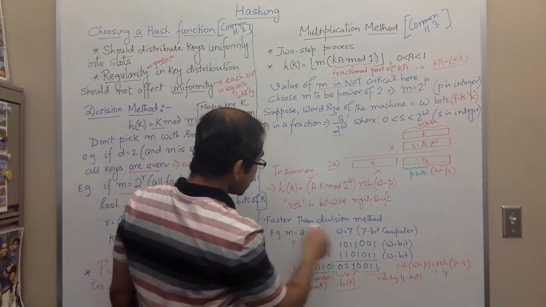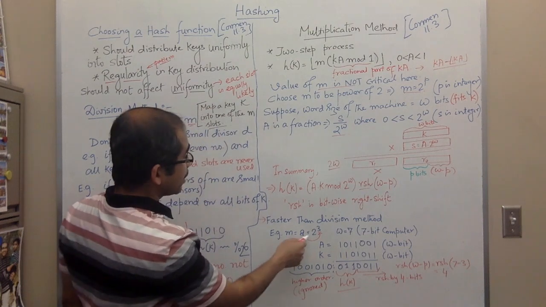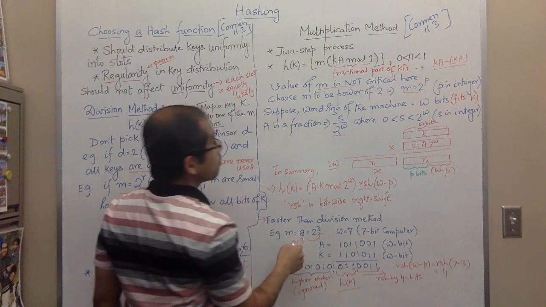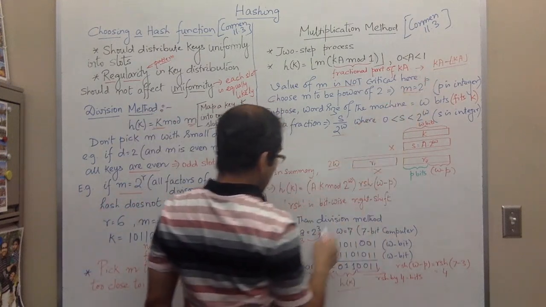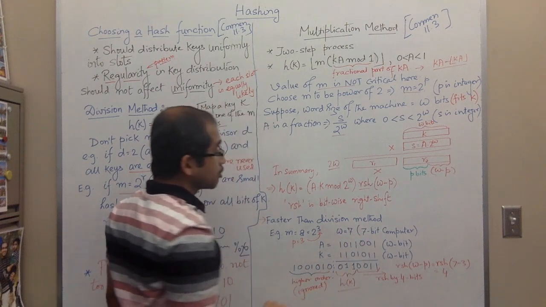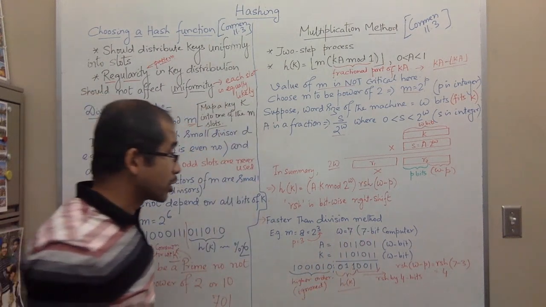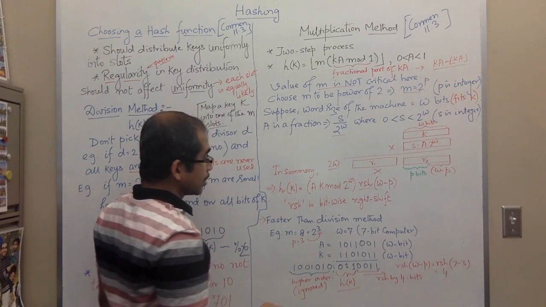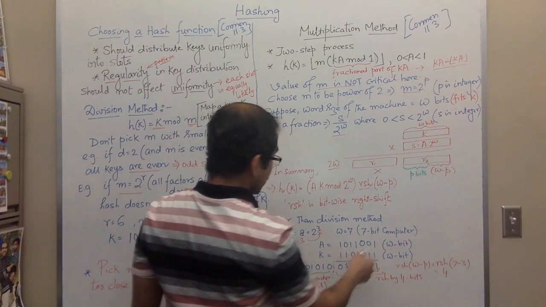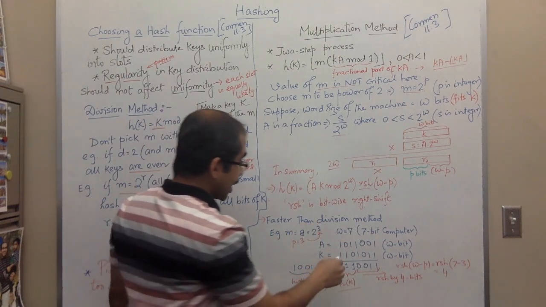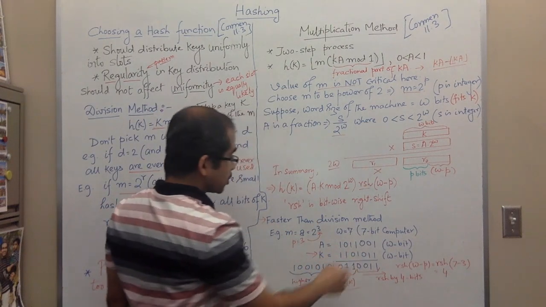Let's see an example where m equals 8, which is 2 to the power 3, so p equals 3, and w is equal to 7. That means a 7-bit computer. Now assume that a is the constant, fitting in w bits, in the format shown here, and k is the incoming key.